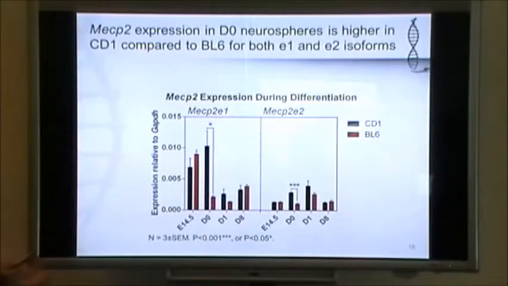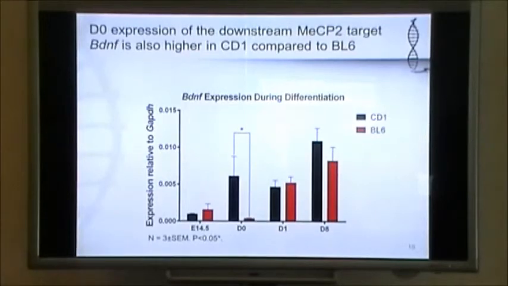So after looking at this, I thought, well, there must be an effect on the downstream target genes of MECP2. So we looked at BDNF, the brain-derived neurotrophic factor, and determined that indeed, like MECP2, the expression of this gene is much higher in CD1 at day 0, which indicates that this effect seen in MECP2 is not isolated to the one gene, but in fact will have a knock-on effect to the other target genes.